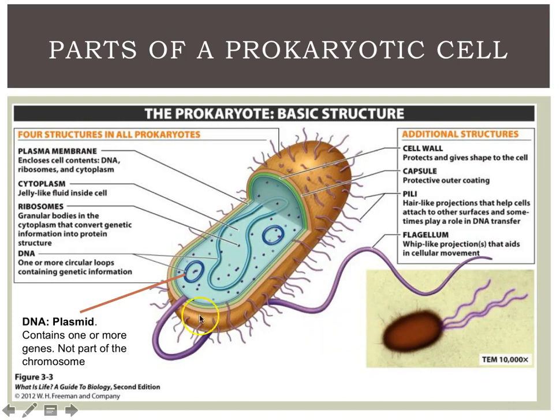The last structure is the flagellum. We see one flagellum right here. We see three flagella right here. Flagella are what help bacteria move. Not all bacteria have flagella, so not all bacteria can move easily, but this one can. So those are the structures of the prokaryotic cell.